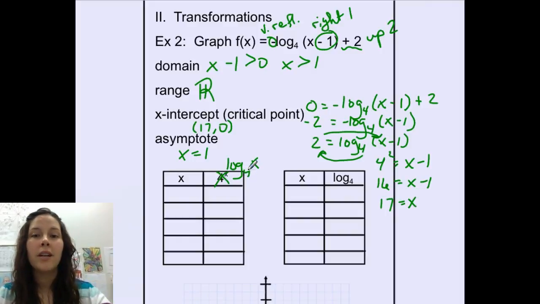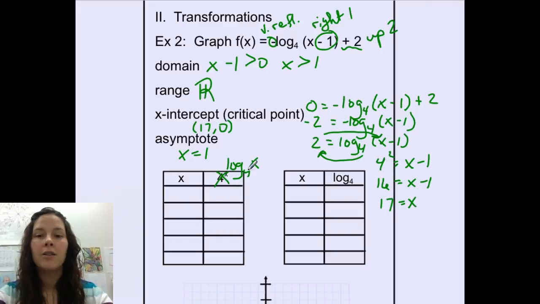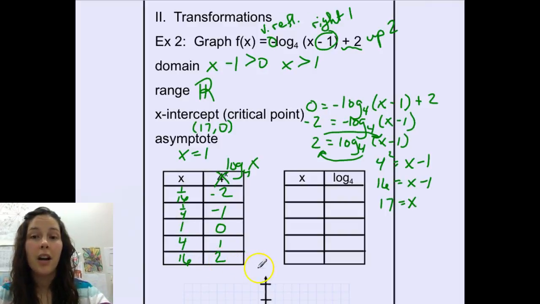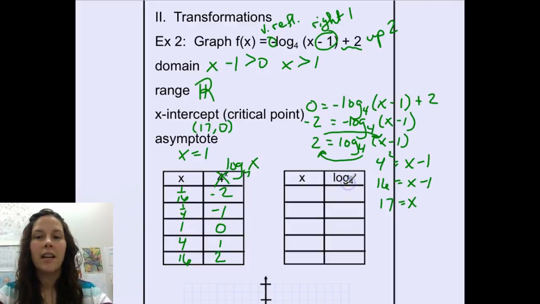What I'm really going to do is I'm going to do 4 to the x, but I'm going to put those answers for my x, and the inputs I'm going to use for my log. So we've got our inputs of -2, -1, 0, 1, and 2. 4 to the -2 is 1/16. 4 to the -1 is 1/4. 4 to the 0 is 1. 4 to the first is 4. And 4 squared is 16. So these are my log values. Remember, it's the inverse of the exponential, so the x and the y switch places. So it's an easy way to get your log function set up.